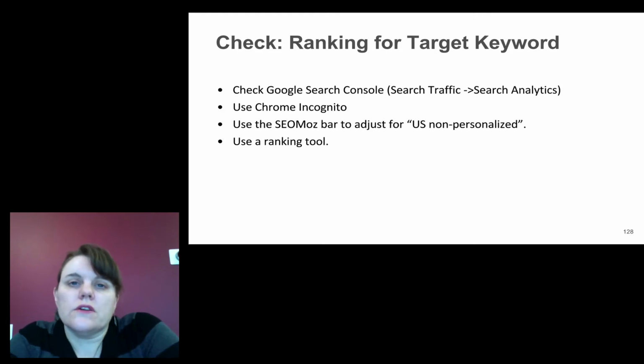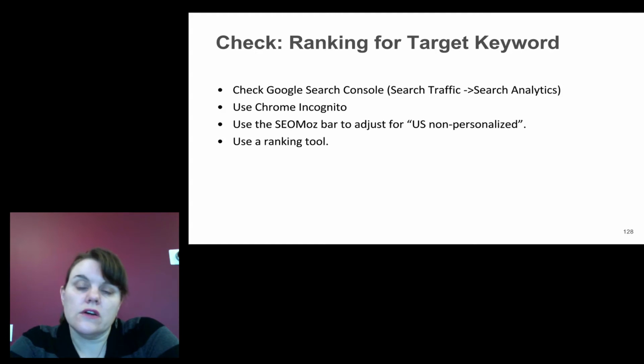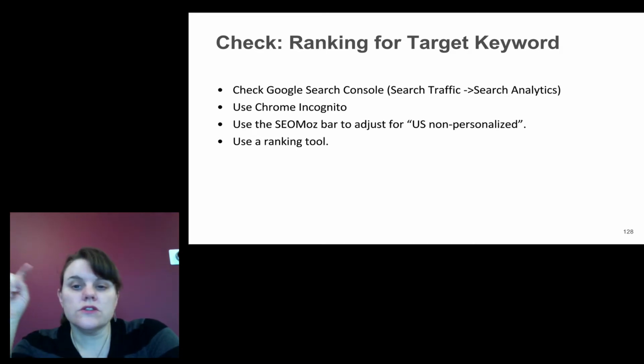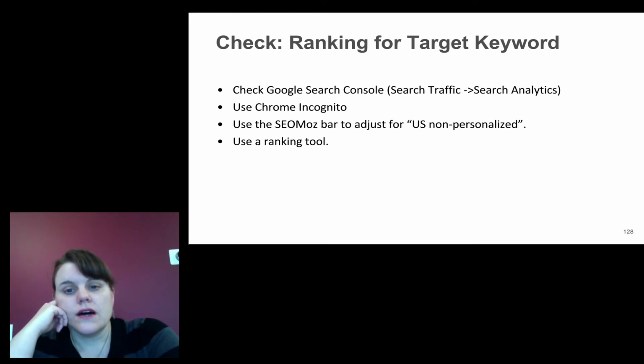The other thing you're going to want to check in relation to thin content is whether or not you're ranking for your target keyword. There are a couple of ways of doing this. You could use Chrome Incognito as you're searching, though just as an FYI, most of the time it's personalized for you. You can check Google Search Console. Under Search Traffic and Search Analytics, you can see if you're ranking for a clear target keyword. You could use the SEOmoz bar to flip for non-personalized. You could use a ranking tool, or you could use Google's AdWords preview tool.